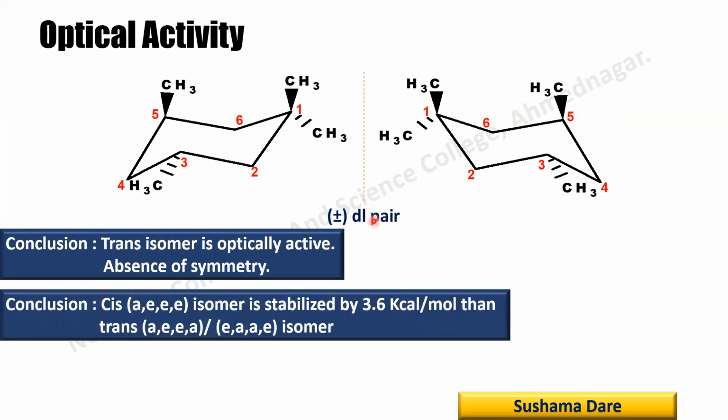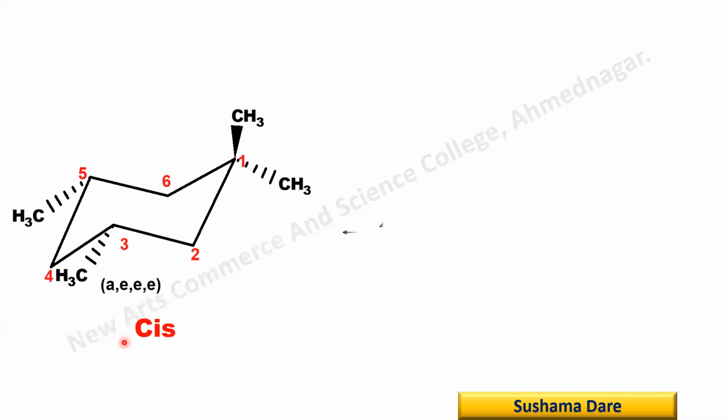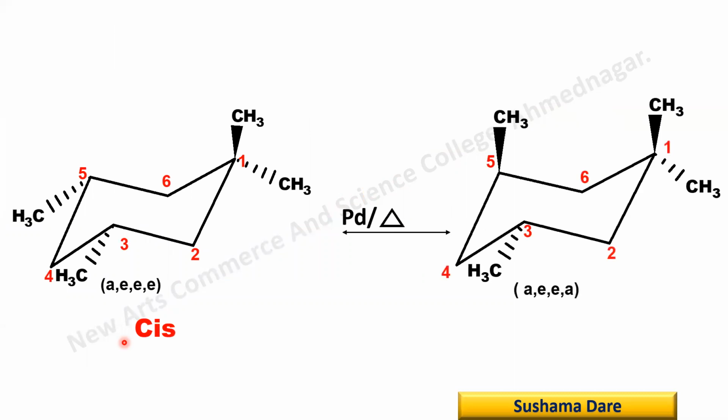So the overall conclusion for this molecule, that is 1,1,3,5 tetramethyl cyclohexane, is that the cis isomer is stabilized by 3.6 kilocalorie per mole over the trans isomer. The cis can be converted into trans by using this reaction, that is palladium and heat, so that cis is converted to trans.